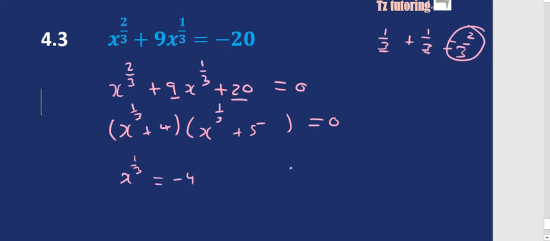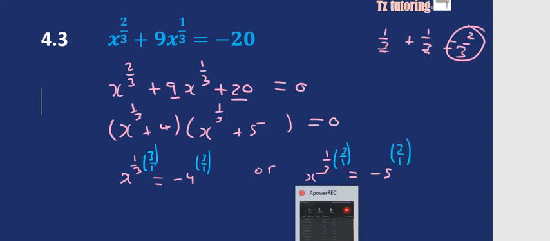x to the 1 over 3 is equal to -5. And of course, to get the x, we use the inverse of 1 over 3, which is 3 over 1. Okay, let's do it both sides. 3 over 1. And of course, it would be the same inverse here. The inverse is 3 over 1. Over there, we also have 3 over 1. Okay. And of course, if you are using the inverse, those values will cancel.